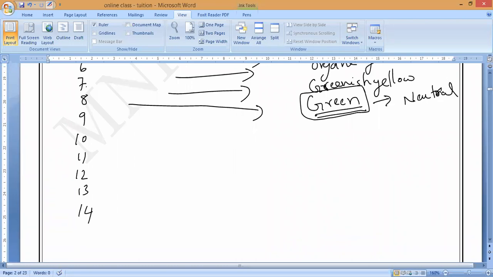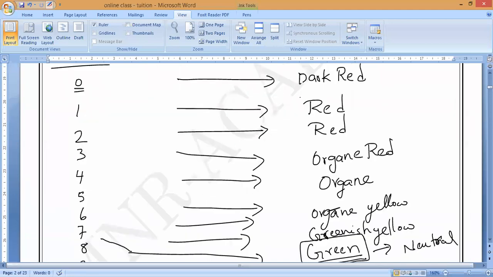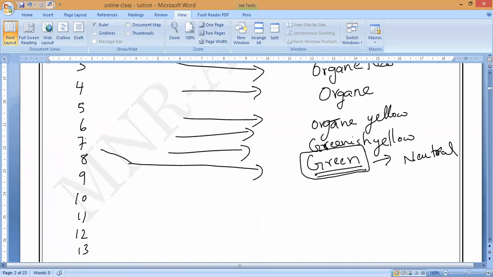So what is the pH value? 7. pH value is 7, which indicates green. Do you all understand? Now recap. pH 0, dark red. pH 1 and 2, red color. pH 3, orange red. pH 4, orange. pH 5, orange yellow. pH 6, greenish yellow. pH 7, green. Understand all of you?